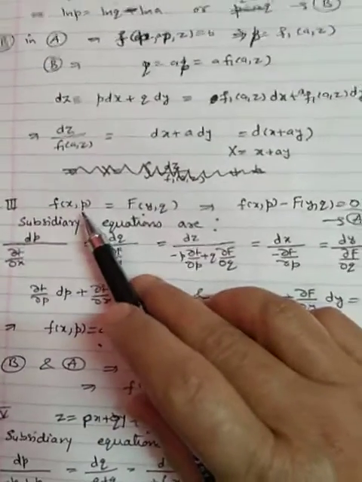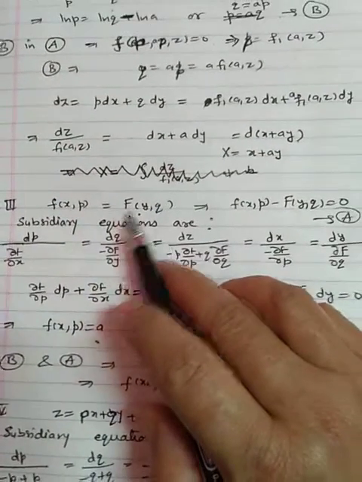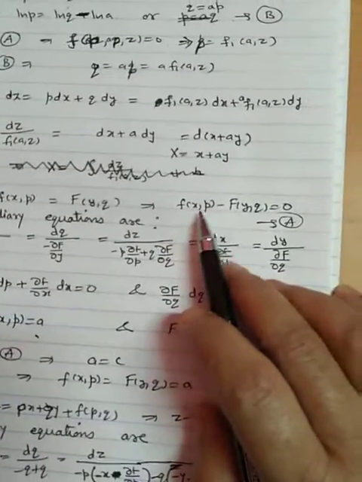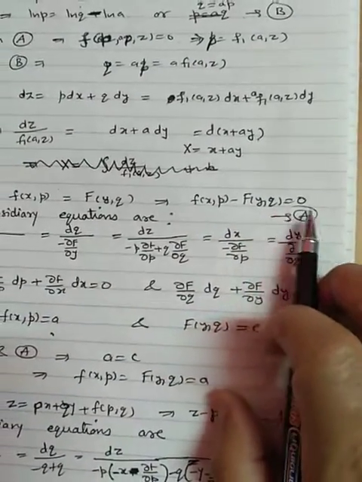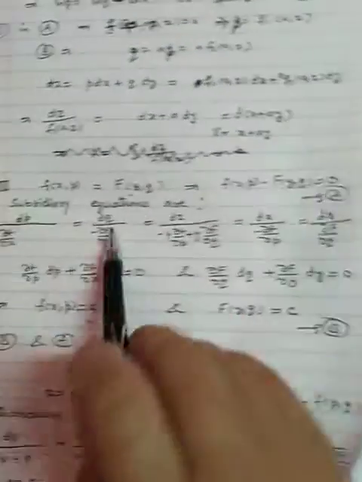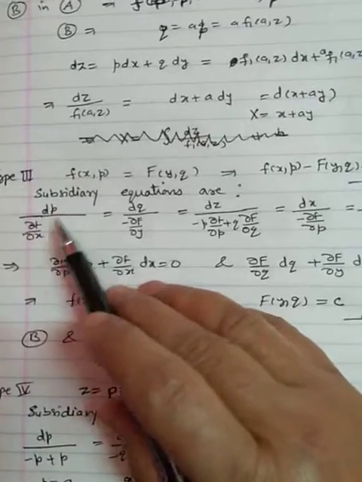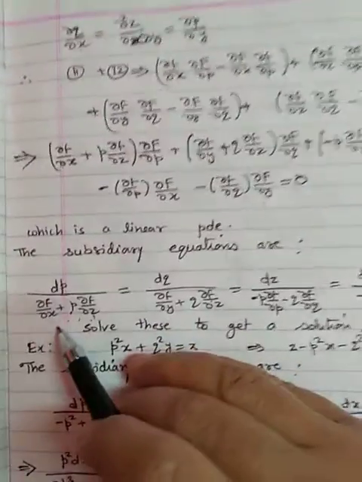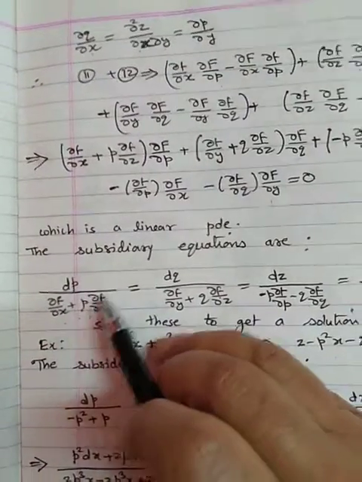Now the type 3 equations are of this type. f(x, p) is equal to F(y, q). So we can write this as f(x, p) minus F(y, q) equal to 0. So this is our differential equation. The subsidiary equations for this will be dp upon ∂f/∂x, and then we have dp upon ∂f/∂x plus p ∂f/∂z.